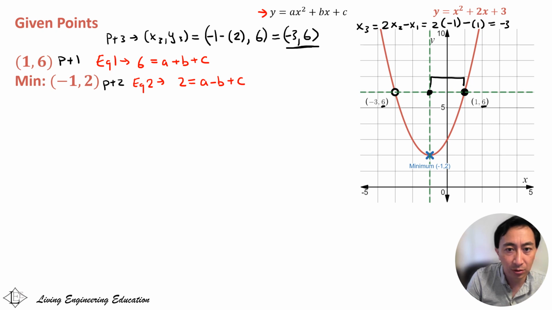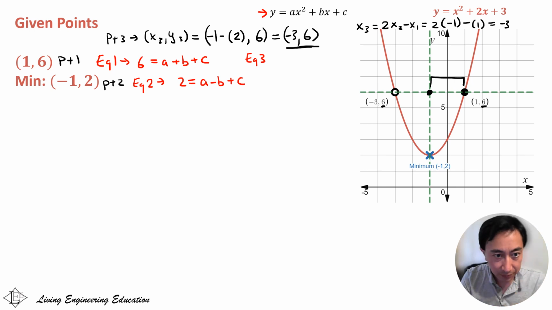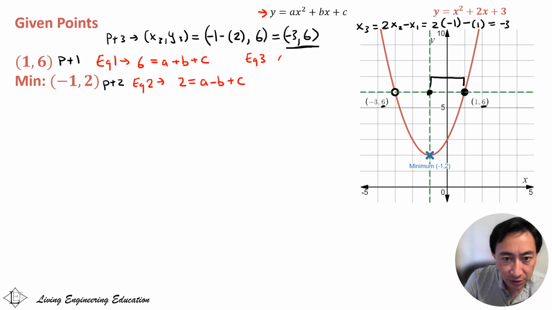And then for equation 3 using negative 3, 6, I have 6 is equal to negative 3 squared a, that's 9a, minus 3b plus c.